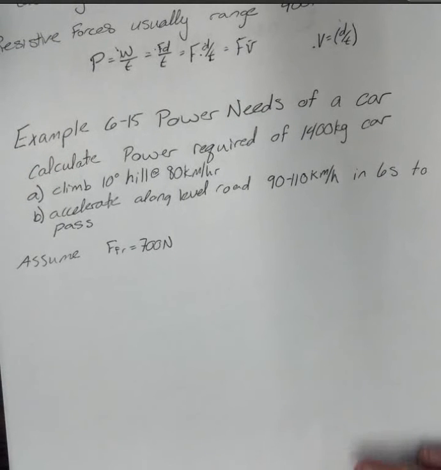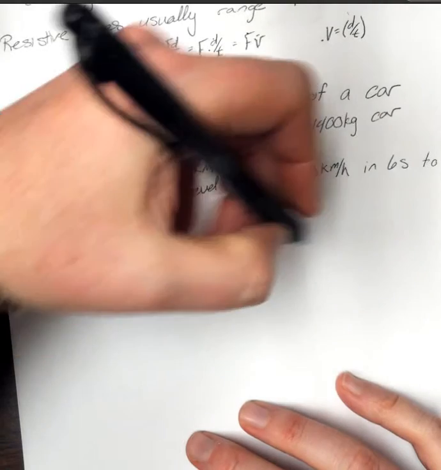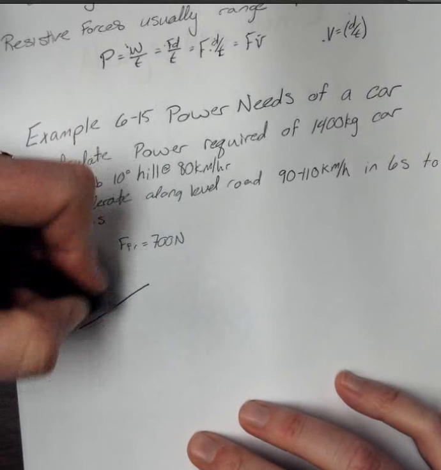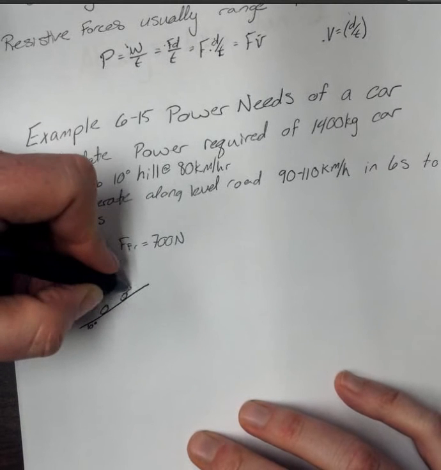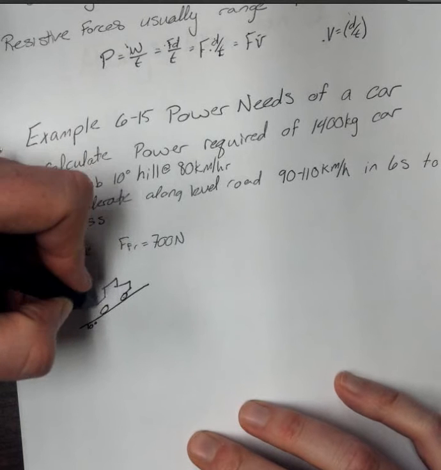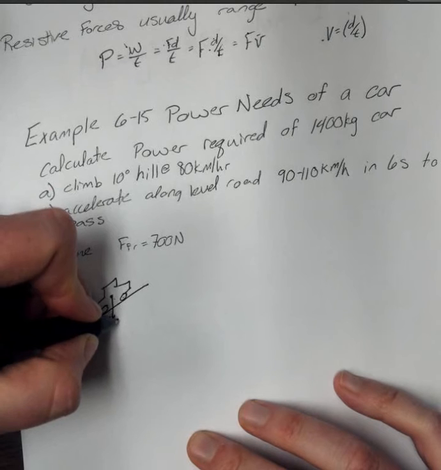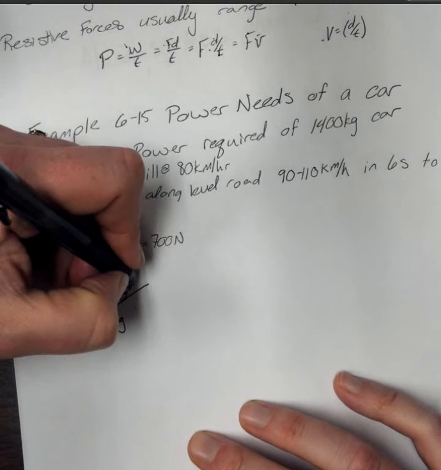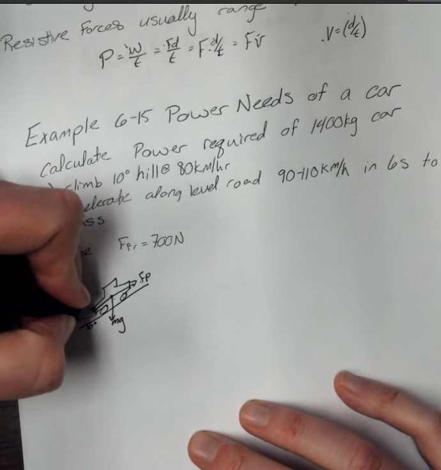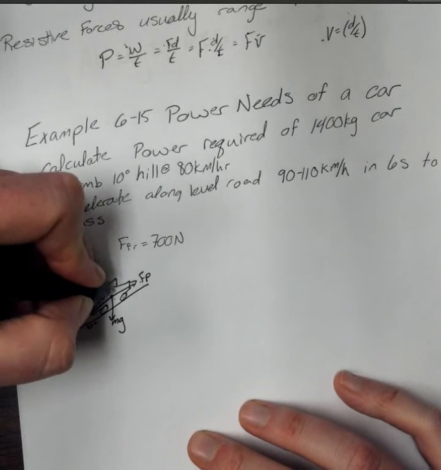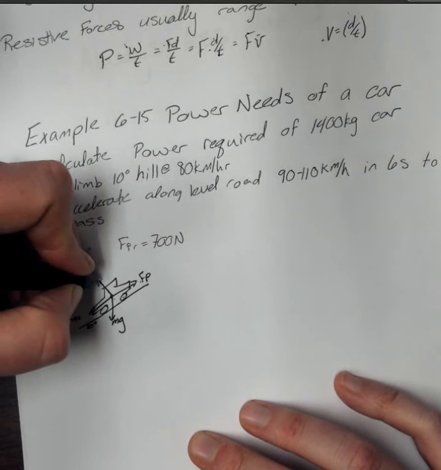So, first scenario, a car going up a 10-degree hill. Well, we should probably sketch it out. Here's 10 degrees, here's our car. That car is experiencing an mg. It's experiencing its applied force. It's experiencing a resistive force of friction. And it is experiencing a normal force.